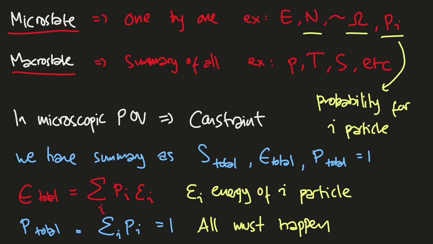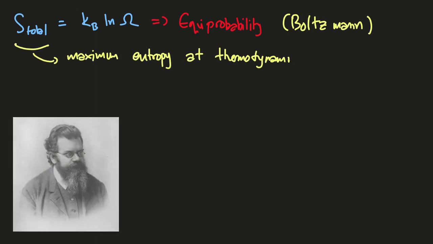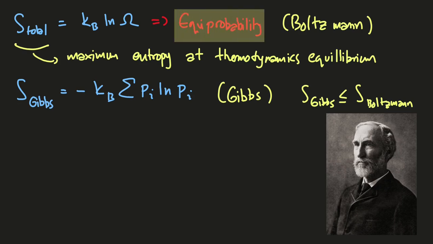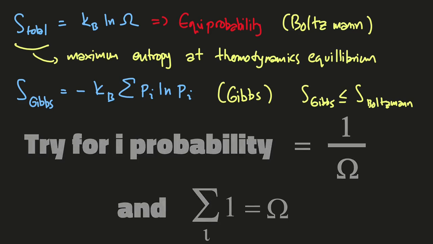And here's the question: what about the total entropy? We know from the previous video that we have two kinds of entropy. One depends on omega, assuming all particles in our system have equal probability, known as the Boltzmann entropy, which is the maximum entropy at thermodynamic equilibrium. The next is the Gibbs entropy, which equals this summation. In my previous video, we saw that the Gibbs entropy is less than or equal to the Boltzmann entropy, because equiprobability lets any particle freely be anything, and this does not necessarily coexist in a Gibbs entropy system.